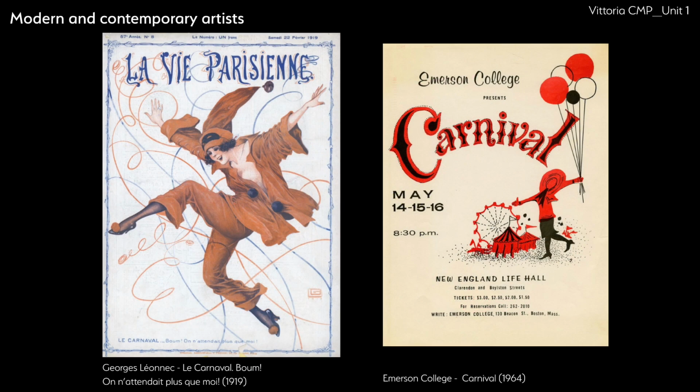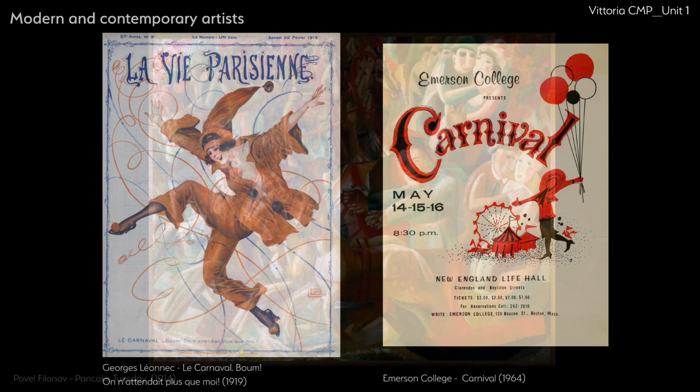Considering more modern artists, I've also been looking at posters to see how graphic designers have interpreted this theme in the past. Here, for example, you can see the difference between how Carnival was portrayed in the Belle Époque on the left side and during the 60s and the modernist period on the right side.